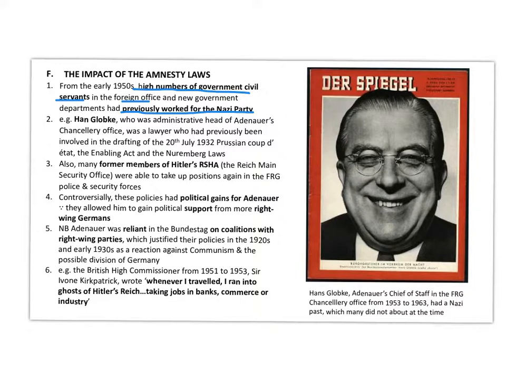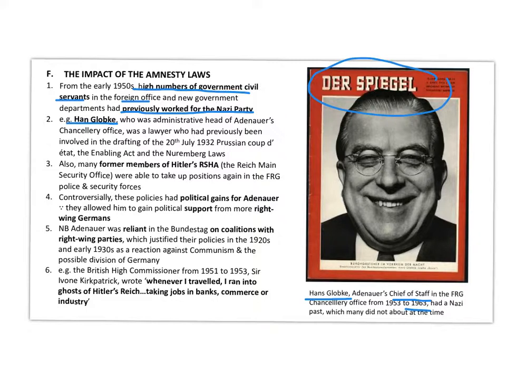So, for example, and this is one of the highest profile cases, Hans Globke, who was Adenauer's chief of staff in the West German Chancellery Office for 10 years from 1953 to 63. He had a Nazi past. Now, many people at the time did not know about it. It did hit the news later on in the early 60s and became something of a scandal. But nevertheless, he was one of many very senior Nazis who were able to take up new positions in the West German state.